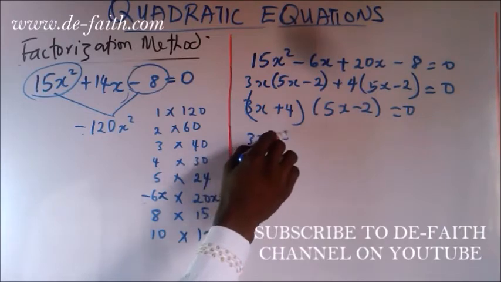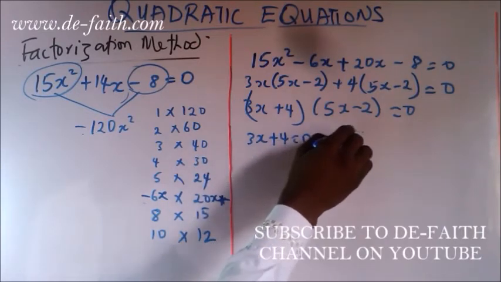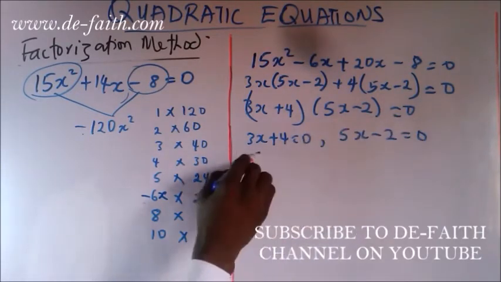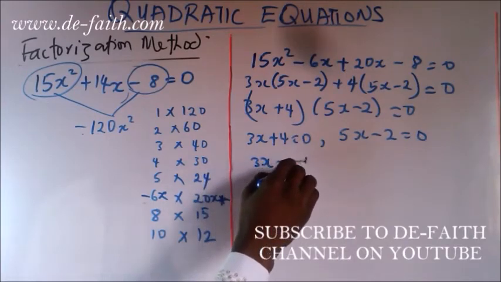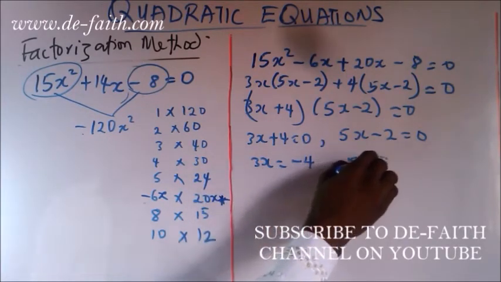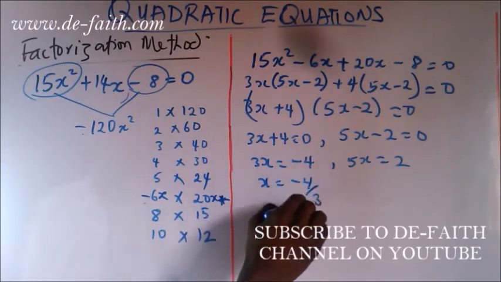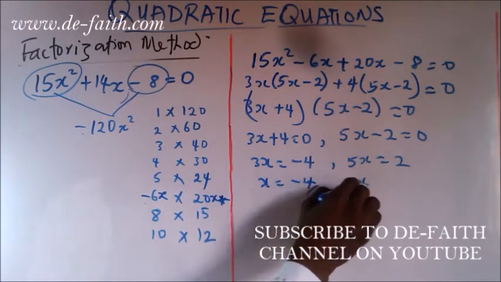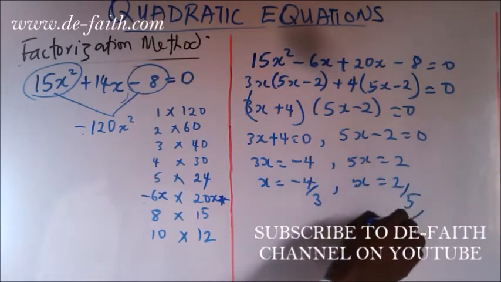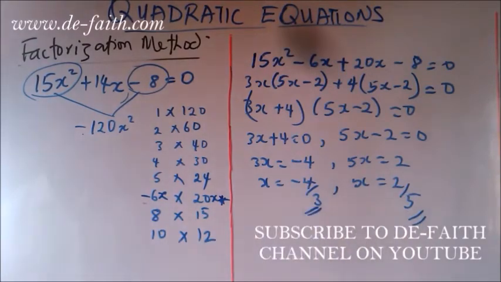So 3x plus 4 equal to 0, comma, 5x minus 2 equal to 0. So 3x equal to minus 4, and then 5x equal to 2. So x equal to minus 4 over 3, or x equal to 2 over 5. So these are the values of x.